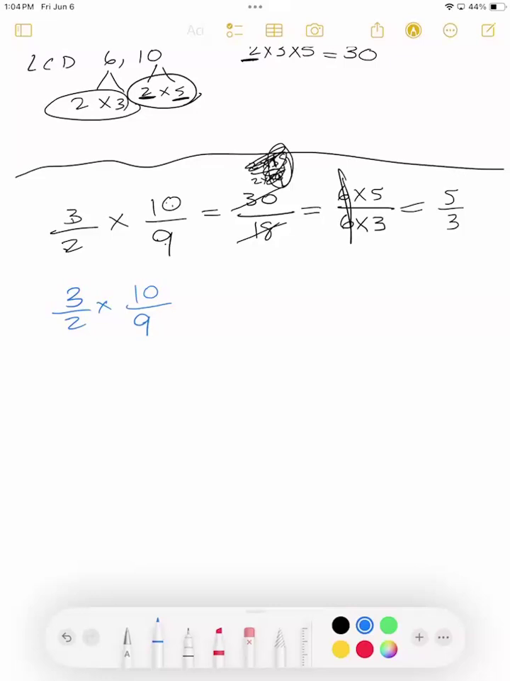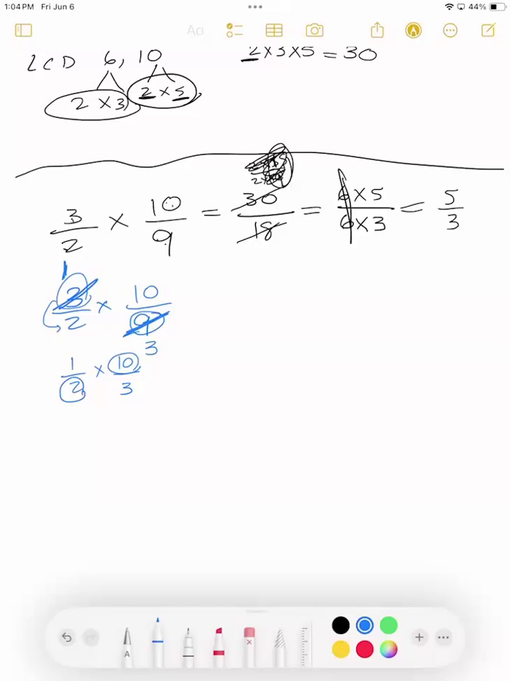You say, okay, I have a 3 here. 3 is not divisible by 2, or 3 and 2 don't have the same common factors, but 3 and 9 do. 3 goes to 3 one time, and then 3 goes to 9 3 times. So now I have 1/2 times 10 over 3. Then you say, well, look, 10 and 2 are also top and bottom numbers, could be reduced.